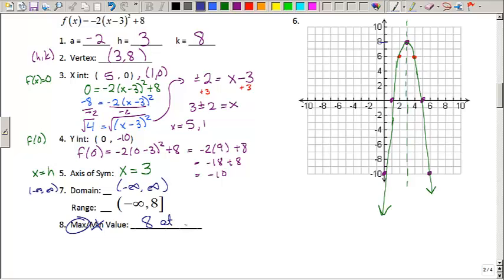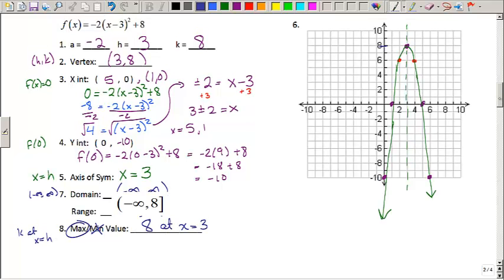Then it might ask you, where does this occur? And this occurs at x equals 3. So when x is equal to 3, we have a max value at 8, and the max value is always a y value. That will always be your k at x equals h.